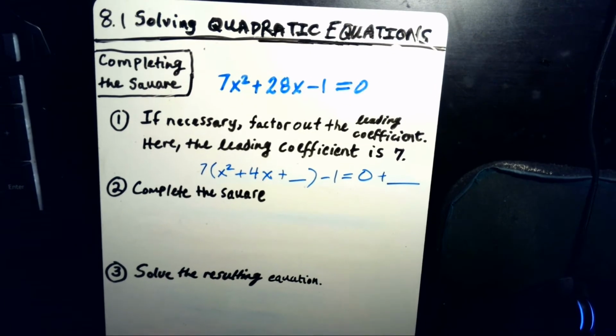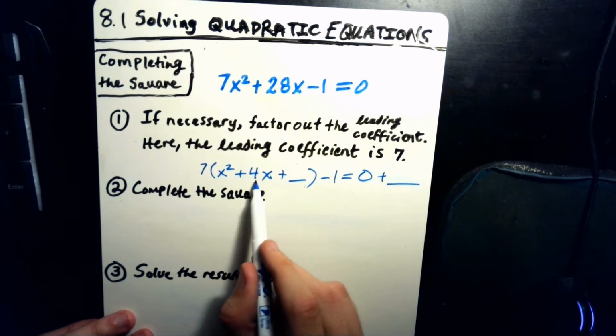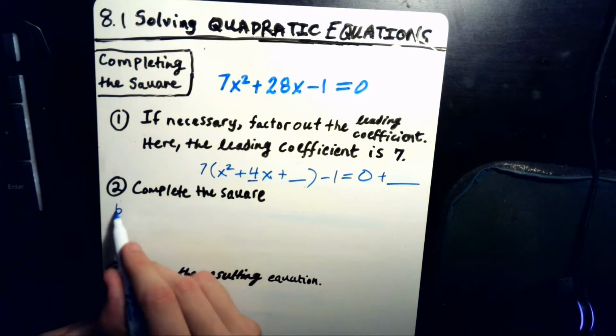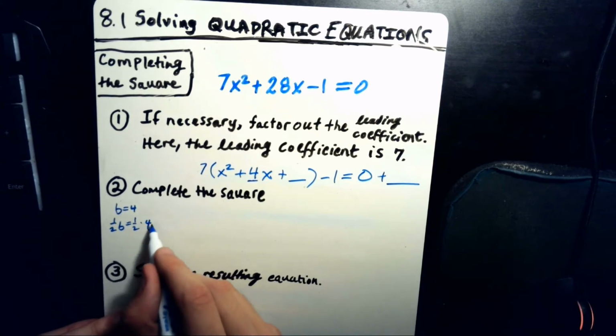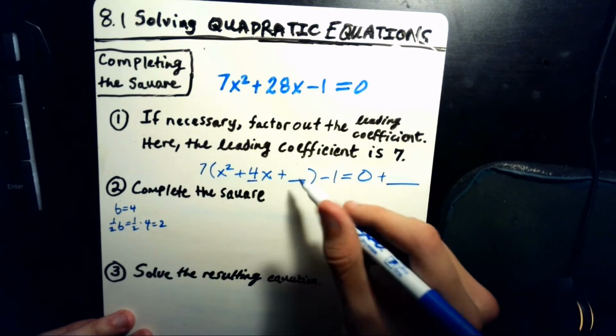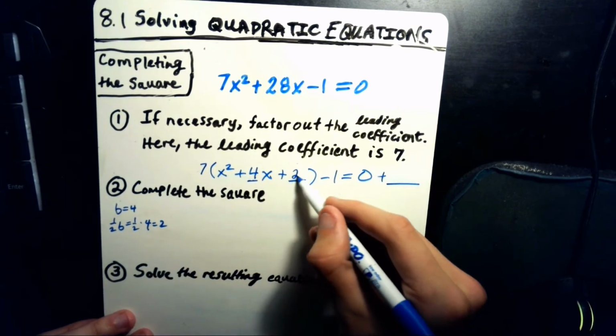Okay, now we need to complete the square. To complete the square, we focus in on this b is equal to 4. We take half of b. That would be equal to 1/2 times 4, which is 2. So we take 1/2 of b, we take 2 in other words, and we square it.